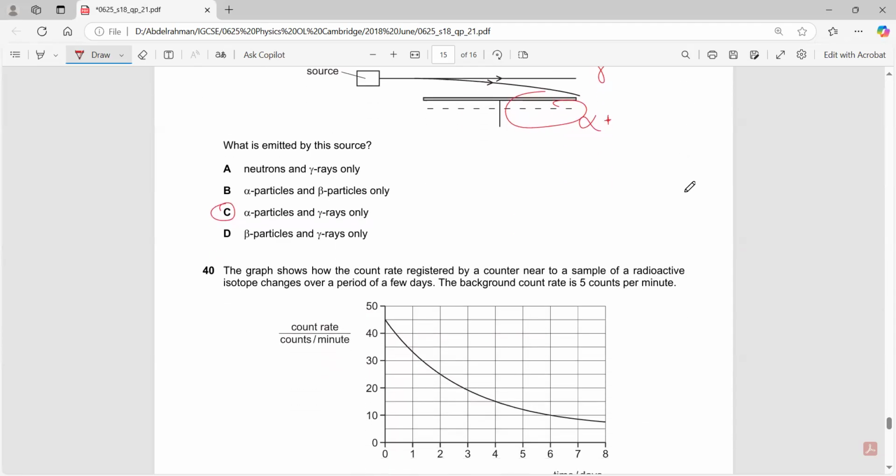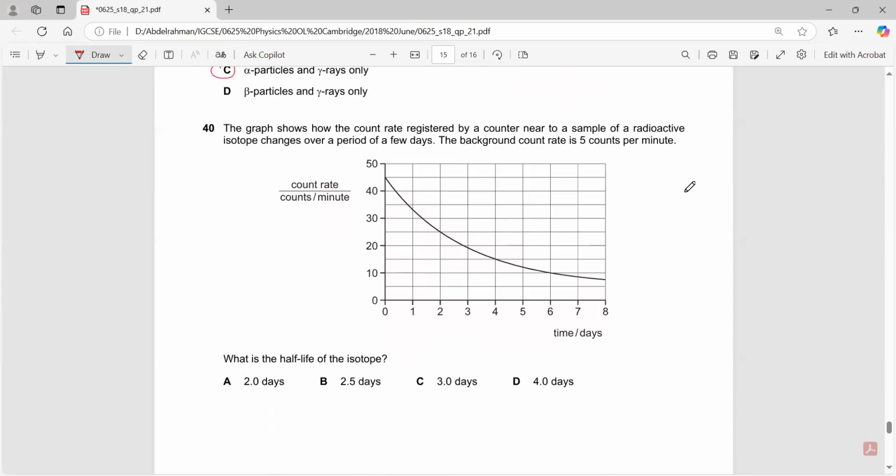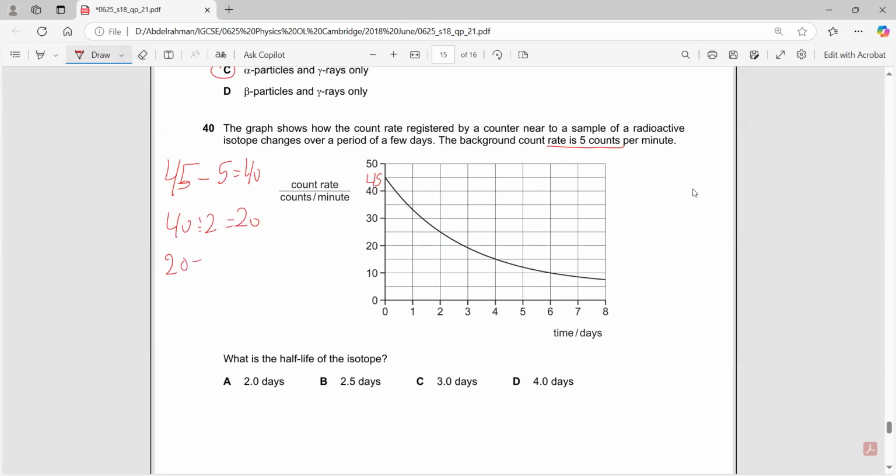The graph shows the count rate, but you have some background radiation. Background radiation is 5 counts per minute. How do we solve this question? Minus, divide, plus. Initially it was 45. 45 minus 5 is 40. 40 divided by 2 is 20. 20 plus 5 is 25.